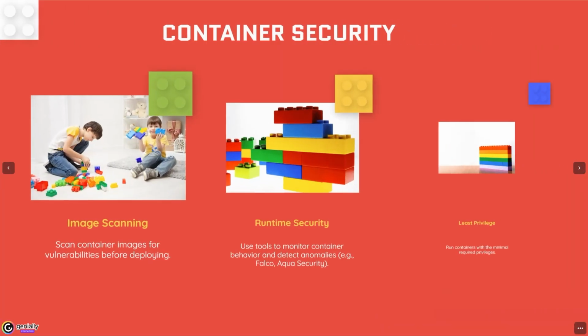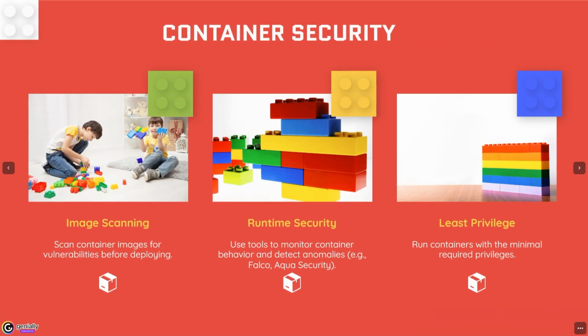Next one is container security. One is image scanning. We scan container images for vulnerabilities before deploying. Next one, runtime security. We use tools to monitor container behavior and detect anomalies, for example, Falco, Aqua Security, and least privilege. We run containers with the minimally required privileges.